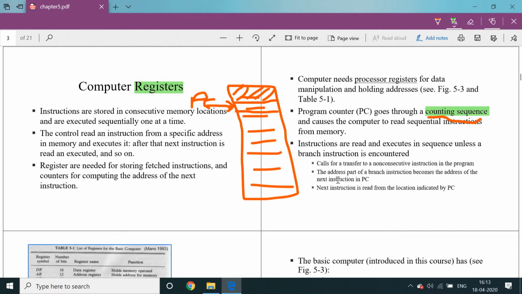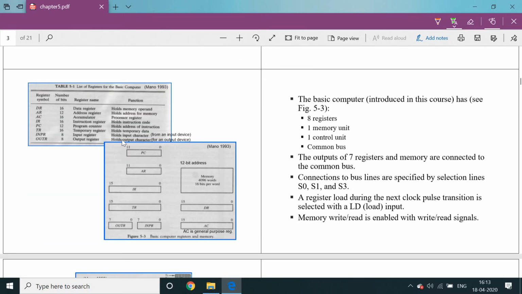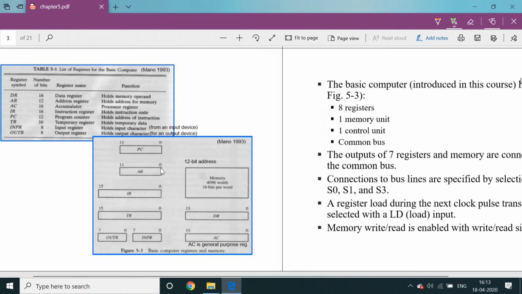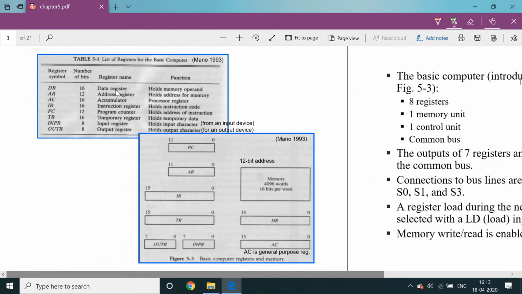We will see the individual sentences in a zooming manner. These are the computer registers as per our syllabus. That means the register symbols in capital letters: DR, AR, AC, IR, PC, TR, input register, output register. Here the register full names are: data register, address register, accumulator, instruction register, program counter, temporary register, input register, output register.